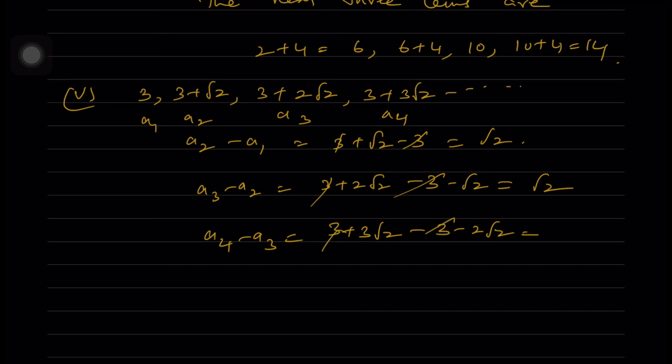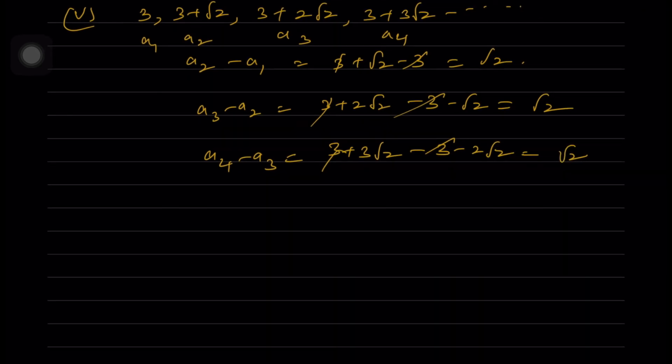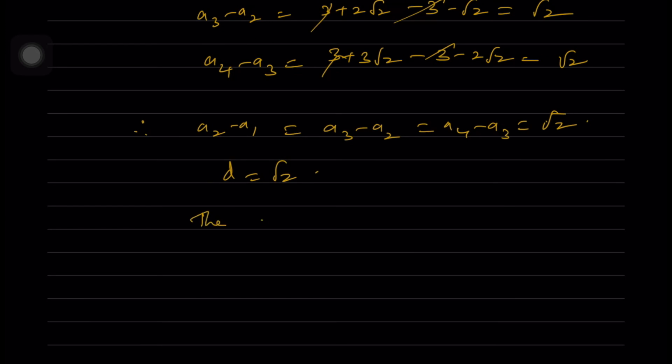So therefore a2 minus a1 is equal to a3 minus a2 is equal to a4 minus a3, which is equal to root 2. Hence the given list of numbers form an AP with common difference root 2.